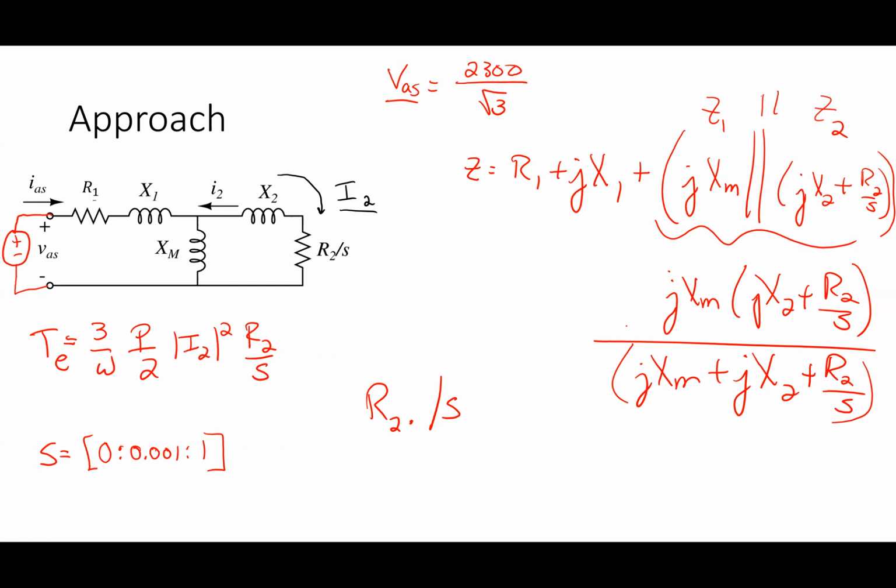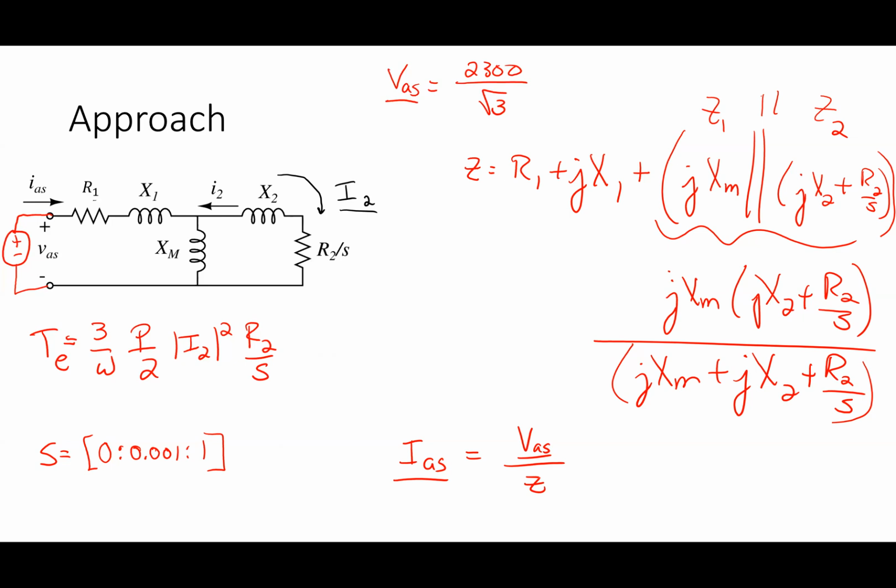All right. So I have Z and I have VAS. What current is that going to tell me? IAS, the stator side current. Yep, VAS divided by Z. Now the current that I want is not necessarily IAS. I want to know the torque. What current do I want to know? I2.